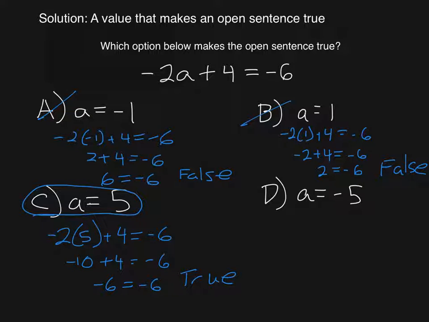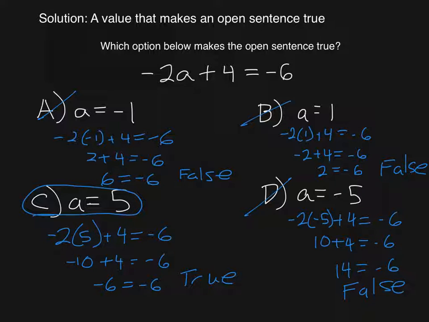Now, I'm a good test taker, so I'm going to make sure I test all my options to see if I did this right. A equals negative 5. I got negative 2 times negative 5 is 10, plus 4, and that gives me 14 equals negative 6. We got another false one here. So we only have one answer that makes this statement true. Our solution is a equals 5.